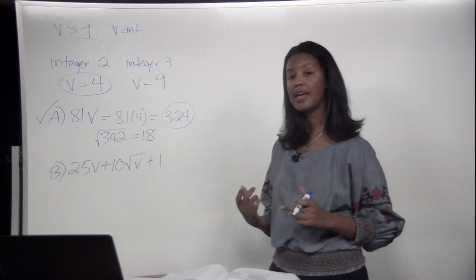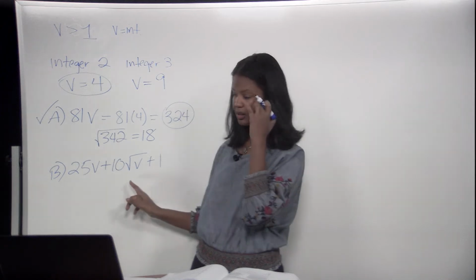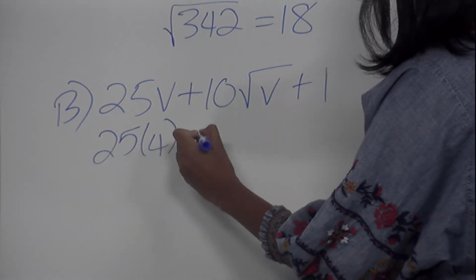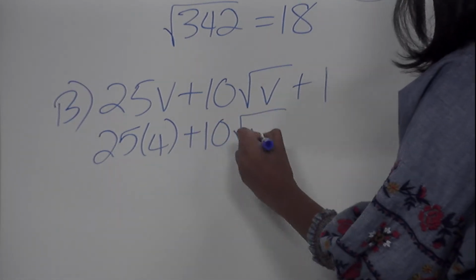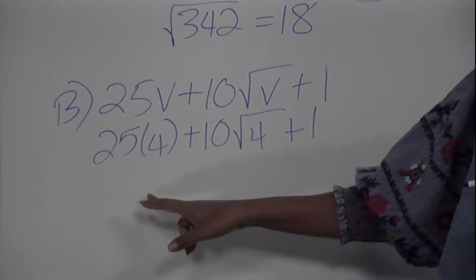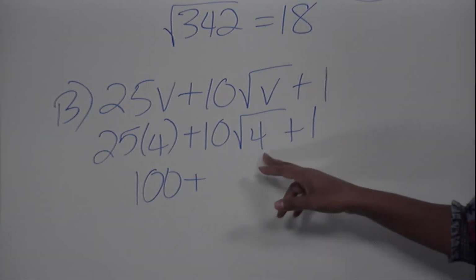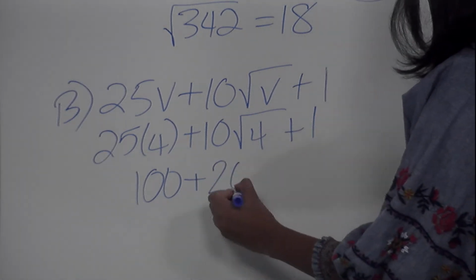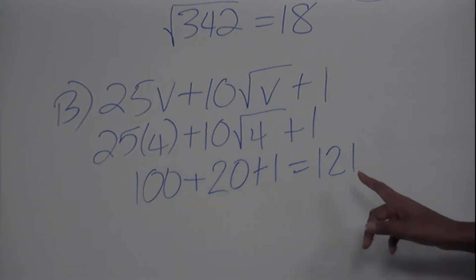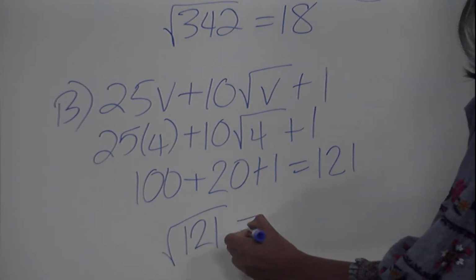Once again, the same strategy. We're going to take our value for v and plug it in two different places here. So we have 25 times 4 plus 10 square root of 4 plus 1. So 25 times 4, we know that's 100. 100 plus the square root of 4 is 2. 2 times 10 is 20. Plus 1 is 121. And the square root of 121 is 11.